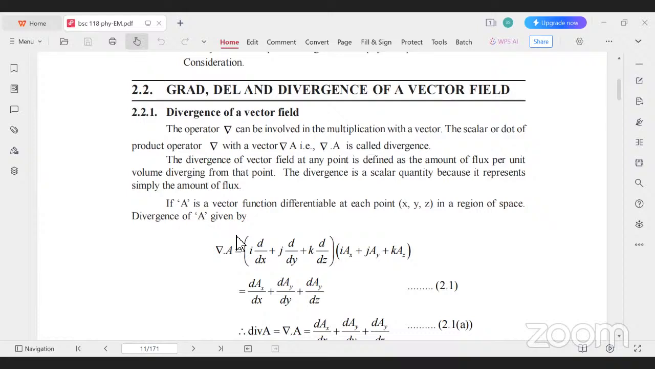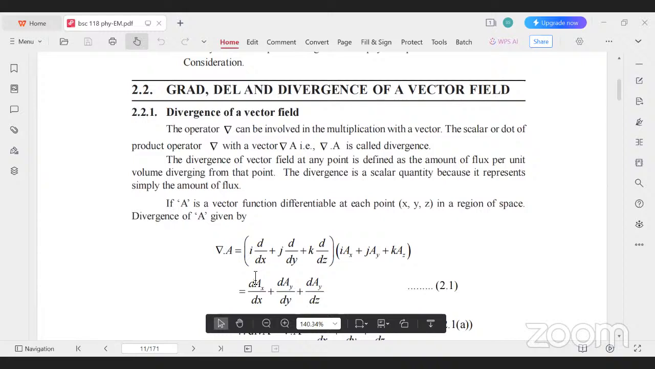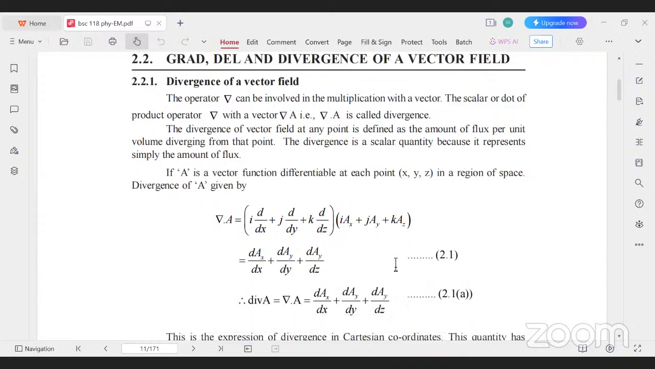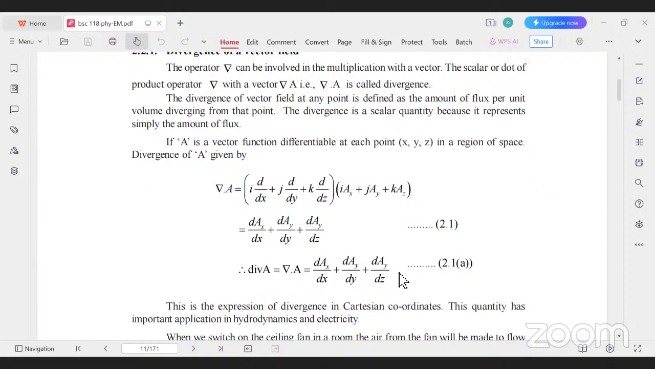So we have taken a del operation for the A vector. With a differential at each point of x, y, z, I do i ∂/∂x plus j ∂/∂y plus k ∂/∂z on i Ax plus j Ay plus k Az. By doing this, we get ∂Ax/∂x plus ∂Ay/∂y plus ∂Az/∂z. Sorry, this will be z. This is a printing mistake. That is ∂Az/∂z. That will be equation 1.